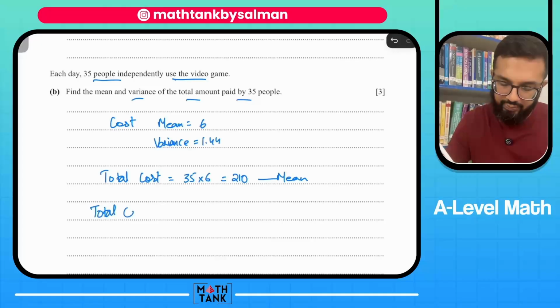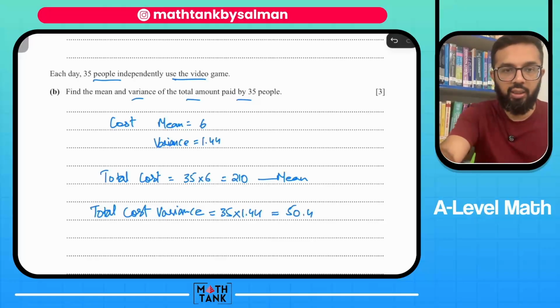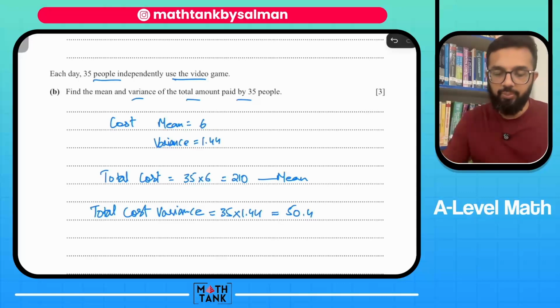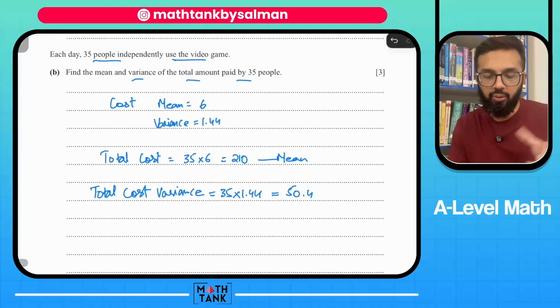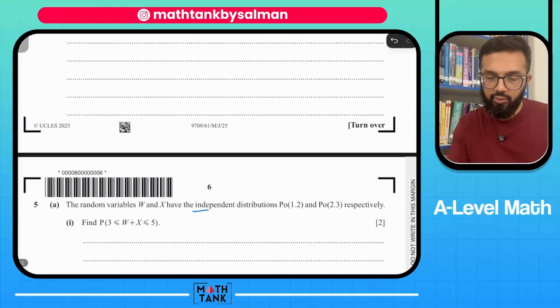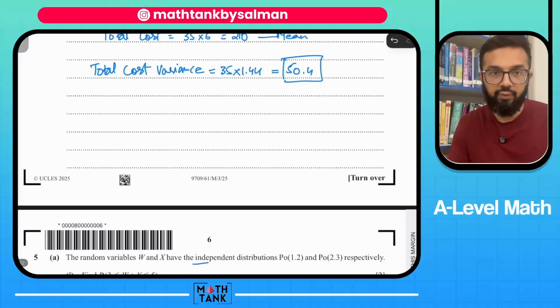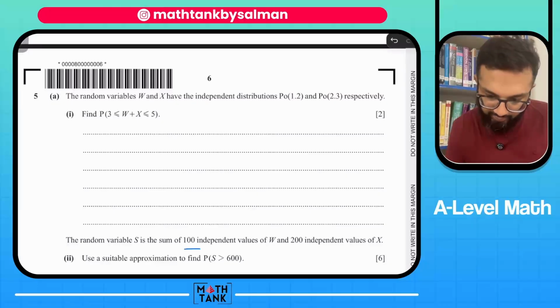Total cost variance is also going to be 35 into 1.44 because multiple observations of the same variable. So 50.4. Okay, there's a difference between squaring and not squaring, and you need to know that difference. It's pretty detailed in the chapter, right? So there's just one question out of it because I'm choosing 35 observations of the same video game. I'm just multiplying by 35 and not by 35 squared.